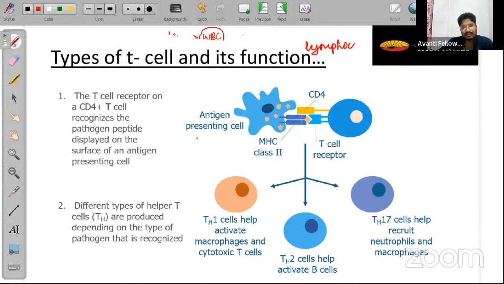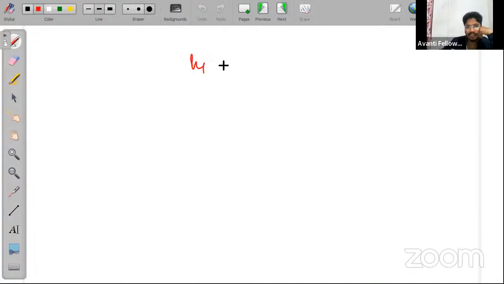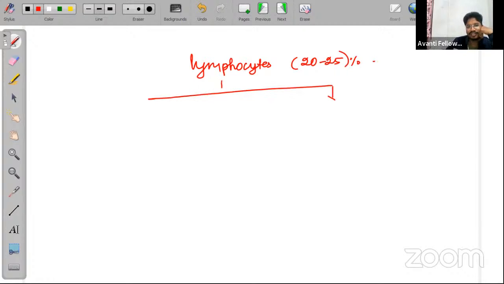Let's talk about lymphocytes, okay. So I'm taking a new page here, where I'll be talking about the lymphocytes only. Under leukocytes, lymphocytes will be contributing almost 20 to 25%. These lymphocytes are mainly of two types. First one is T lymphocyte and second one is B lymphocyte.